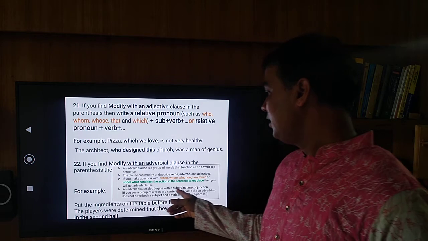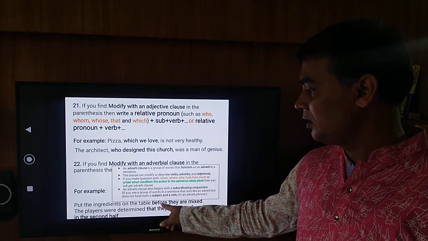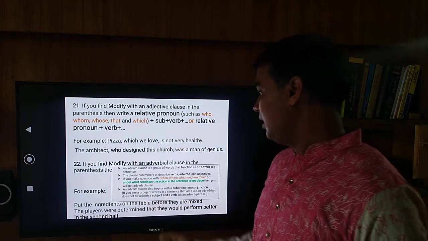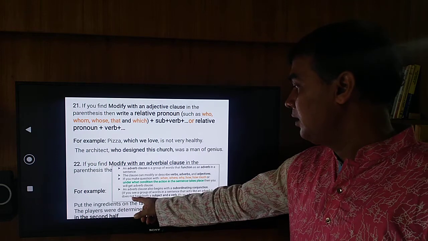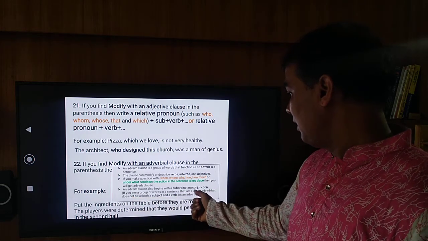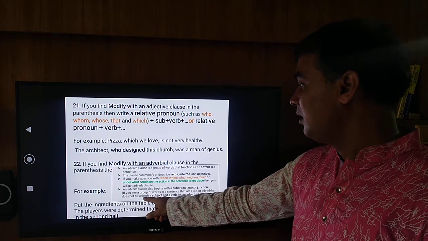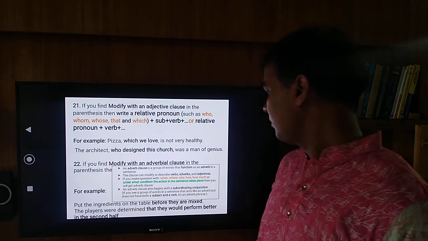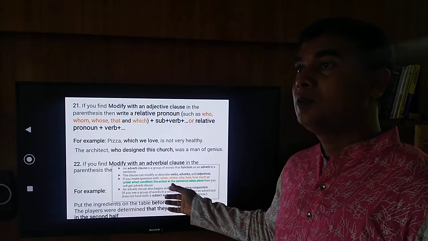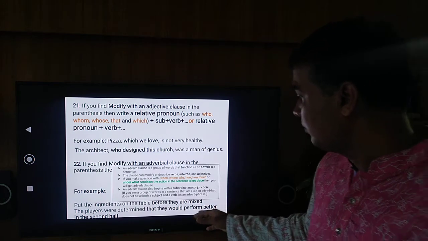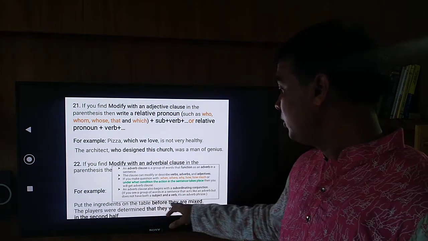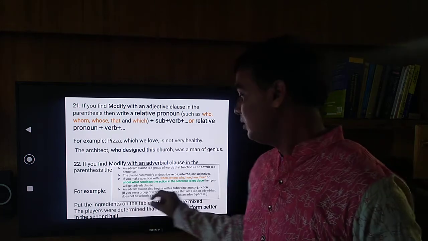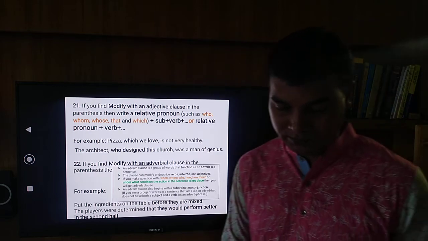An adverb clause begins with a subordinate conjunction. You see these two examples. They begin with a subordinate conjunction, before and that. It has both a subject and a verb. And here you see an adverb clause. No matter. So in the two examples, you see before they are mixed and that they would perform better in the second half. These two are adverbial clauses.